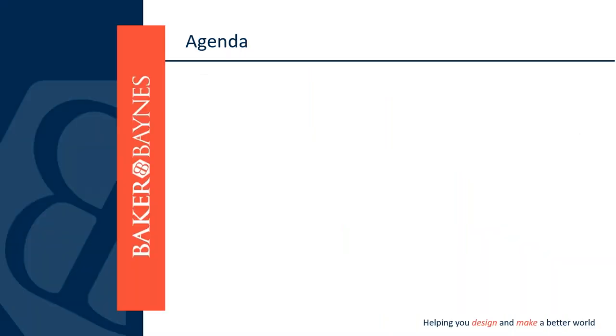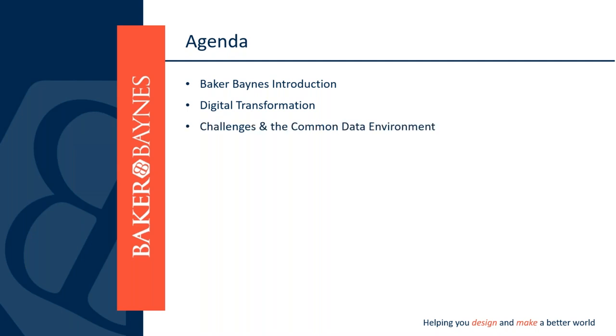From an agenda point of view, the things that we are going to cover today: I'm briefly going to introduce you to Baker Baines. I hope that those attending our webinar today are familiar with us and the type of work that we do. I'll touch on digital transformation and position its importance when we start looking at things like BIM 360 design and changing workflows in terms of connecting the office to the field. We'll also address some challenges and the common data environment, which is the basis for BIM 360.